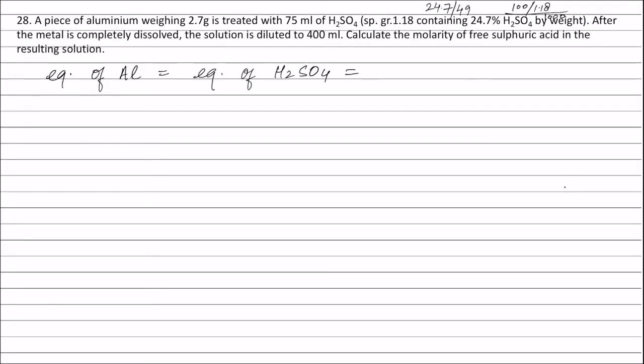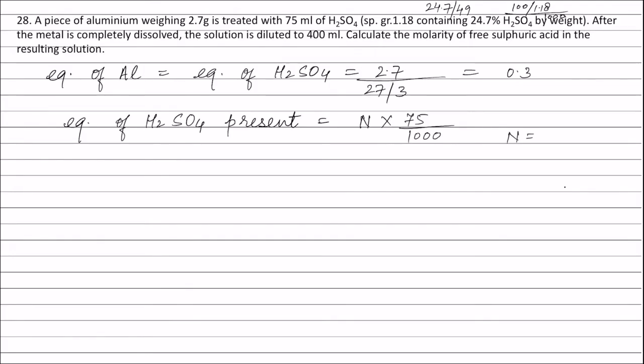which is equal to weight of aluminium, that is 2.7 gram, divided by equivalent weight of aluminium, which is equal to 27 by 3. 27 is the atomic weight of aluminium and 3 is the valency factor, and this is equal to 0.3 equivalents. Therefore, equivalence of sulfuric acid that reacted with aluminium is 0.3 equivalents. Now, equivalence of sulfuric acid present is equal to normality of sulfuric acid solution into volume of sulfuric acid, which is 75 by 1000 liters.